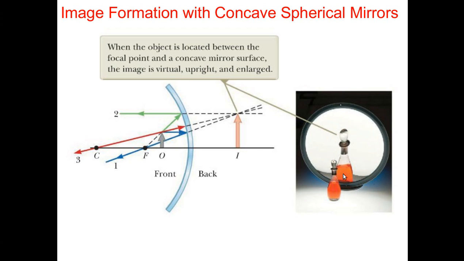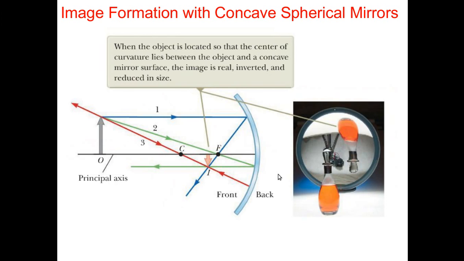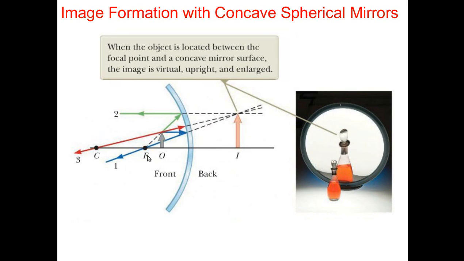It also looks upright. So it's not upside down, it's right side up, it's upright. And it's larger. So everything is the opposite, right? When the object was outside the spherical mirror, the image was real, upside down or inverted, and smaller or reduced in size. When we move that object in between the focal point and the mirror, all 3 of those properties change. The real image becomes virtual, it's now upright, it's now right side up, and it's larger. So here are my 2 cases for a concave spherical mirror.